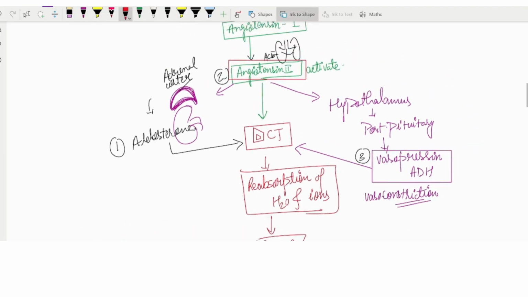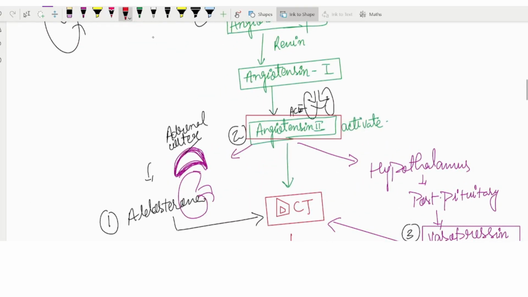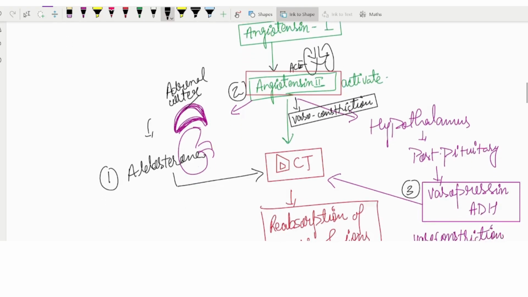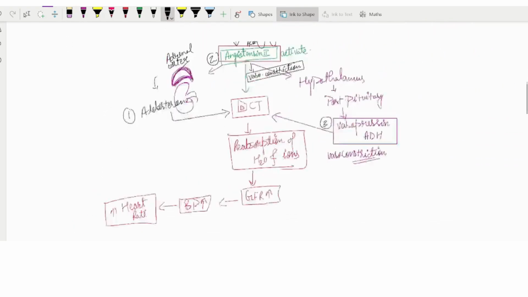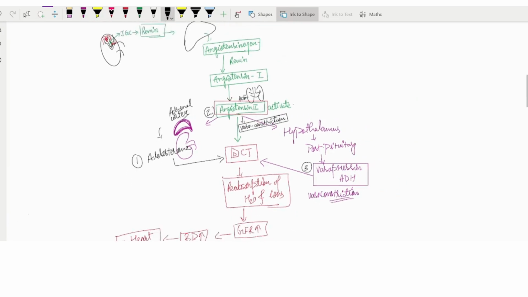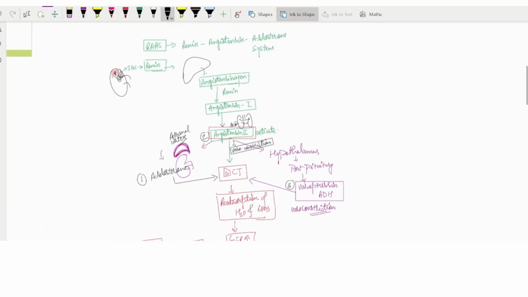Okay, so like this. And one more word here itself I am showing. Angiotensin is not only giving the signal to the adrenal cortex, the DCT and the vasopressin, but it is also causing vasoconstriction. So because of this also the blood pressure is increasing. So these are the terms by which the blood pressure is increasing. This is known as the RAS mechanism. Okay, as I told you before.